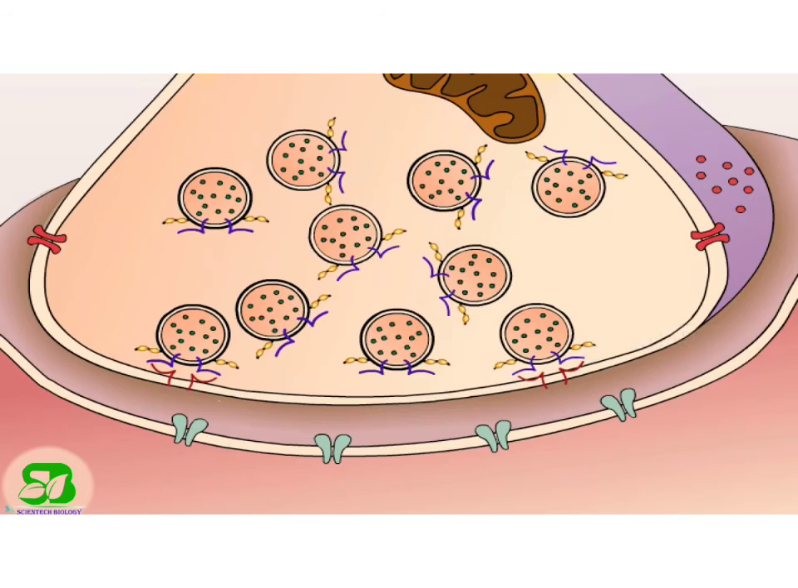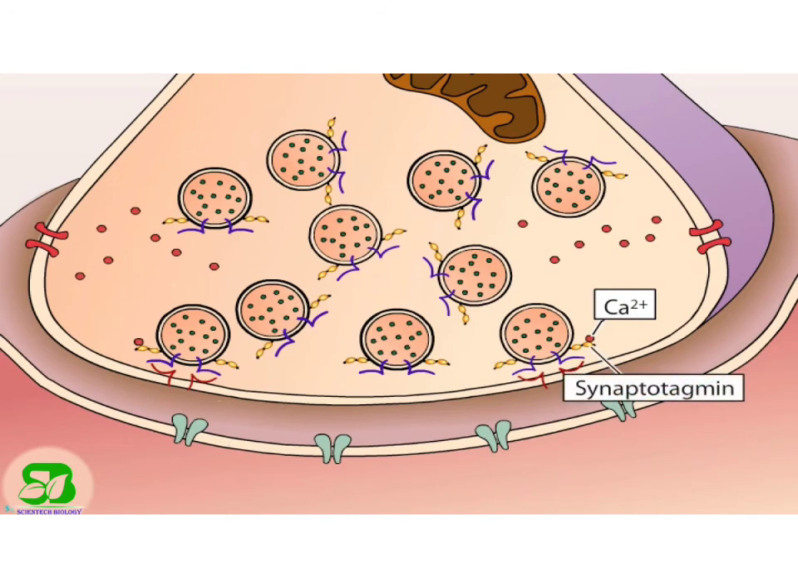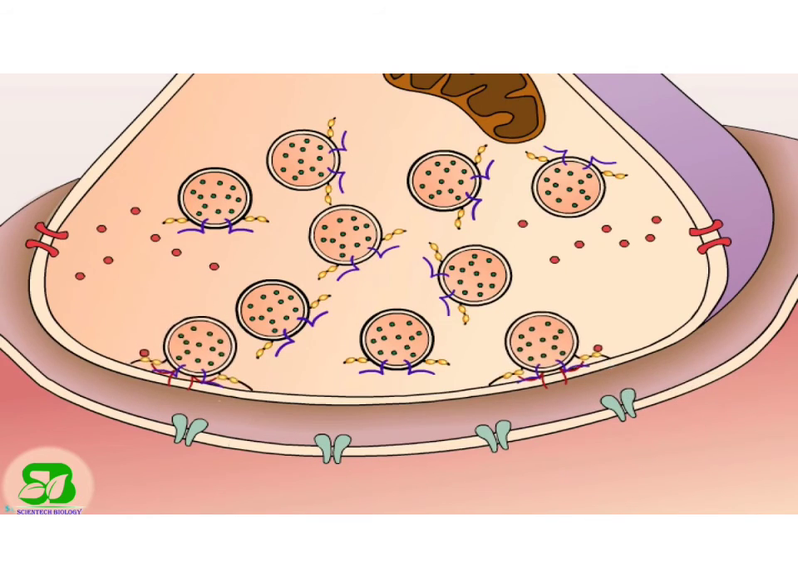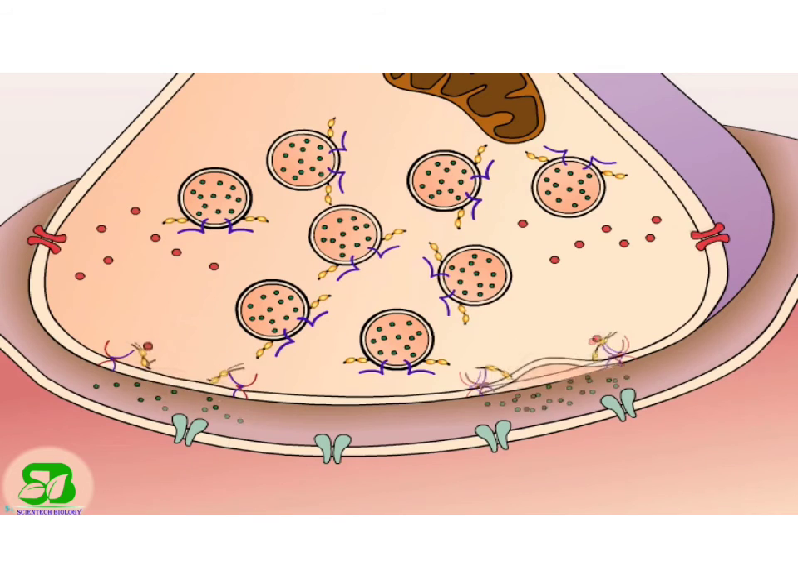When the axon terminal is depolarized, voltage-gated calcium channels open and calcium ions rush into the axon terminal. Some of the calcium ions bind to a protein in the synaptic vesicle membrane called synaptotagmin. When calcium binds to synaptotagmin on the synaptic vesicles nearest the active zone, the vesicles are drawn even closer to the presynaptic membrane. The vesicles fuse with the axon terminal membrane and release their transmitter into the synaptic cleft.